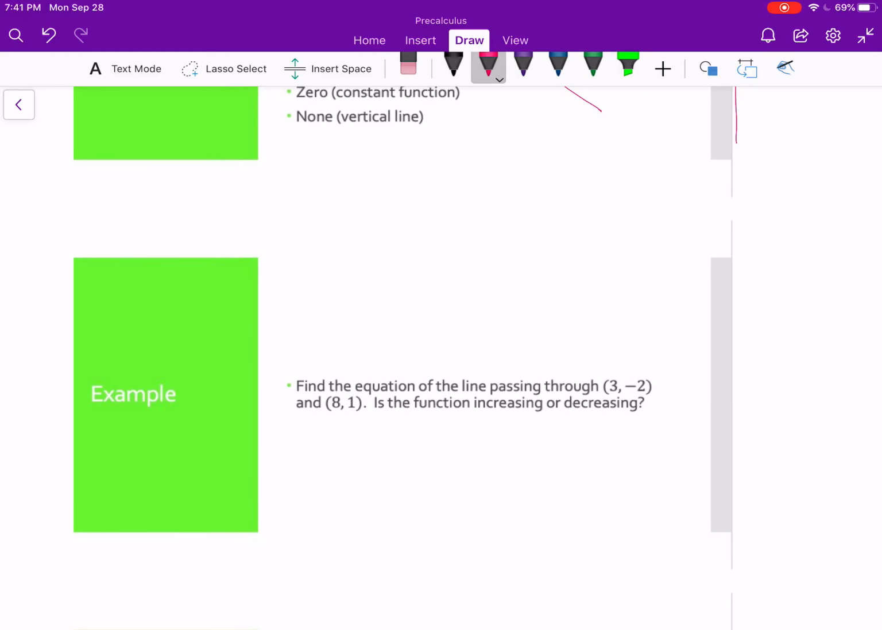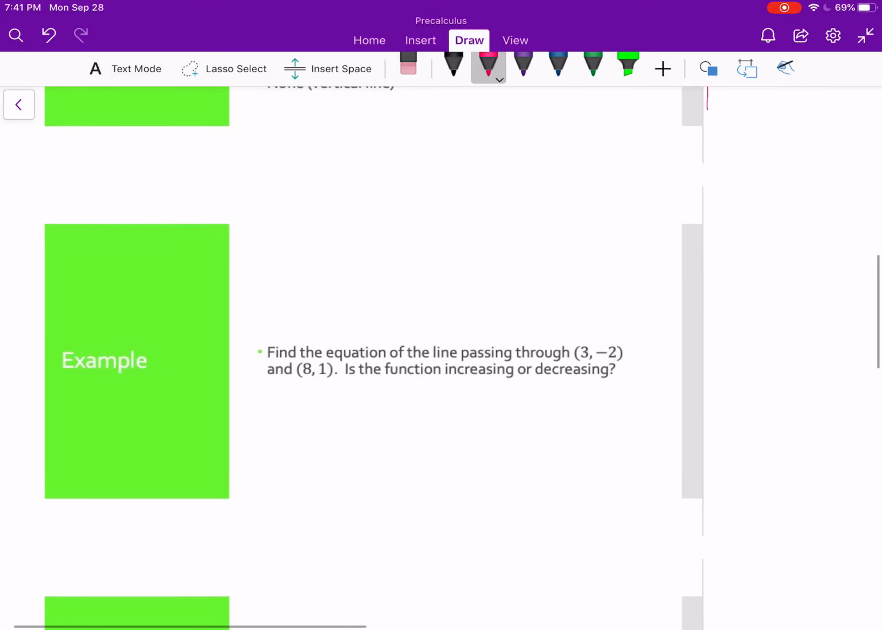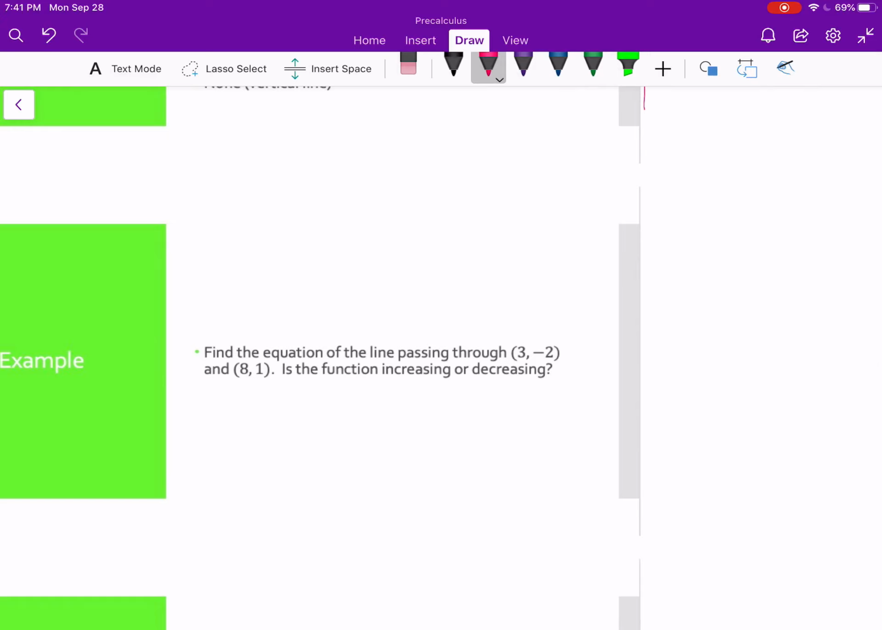So let's find the equation of the line passing through 3, negative 2, and 8, 1. We're going to do this a couple of different ways because there are a couple of different ways you could do it. Let's first do it using our point slope formula. So point slope, we need to find the slope. So I take y2 minus y1 over x2 minus x1. Minus negative is plus positive, so 3 over 5.